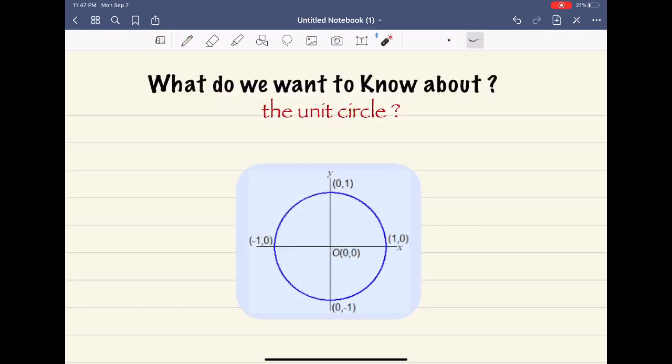What do you know about the unit circle? The unit circle is a circle whose center is the origin point, and the length of its radius equals one length unit. The unit circle intersects the coordinate plane in 4 points: (1, 0), (0, 1), (-1, 0), and (0, -1).